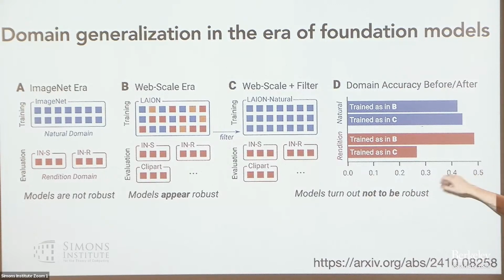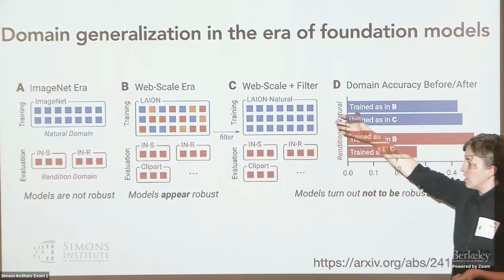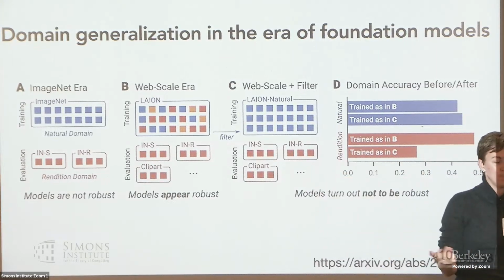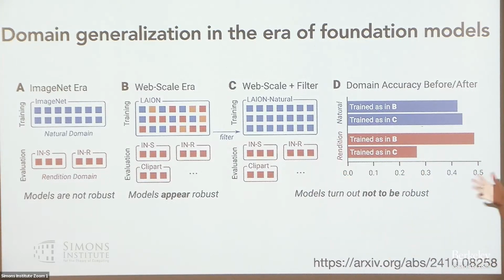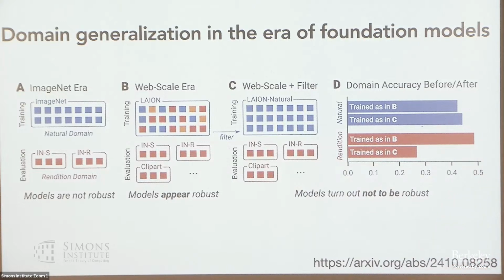Here what they were doing is they basically say, in the ImageNet era, we have ImageNet data, which is in the natural domain. We're taking a really simple version of domain generalization here, and we're just talking about natural images versus things like sketches or renditions. So in the ImageNet era, things were not robust, right? You just did not see good generalization. In the web-scale era, we get a lot of work that says that things are robust. But in fact, we just have rendition data in our training data, right?